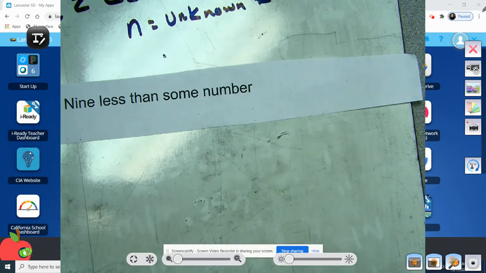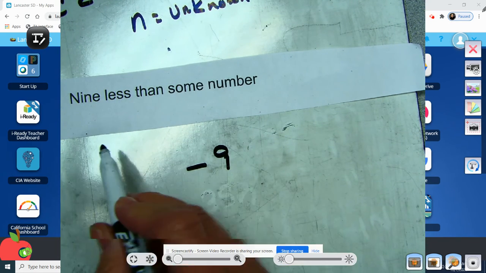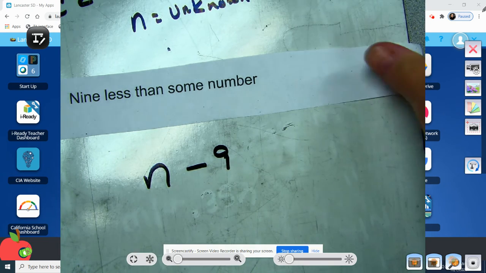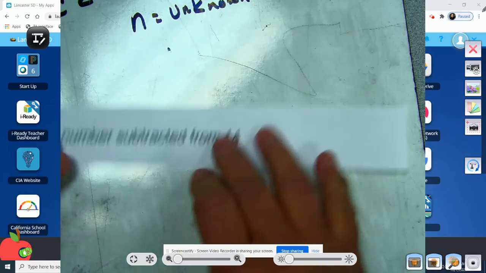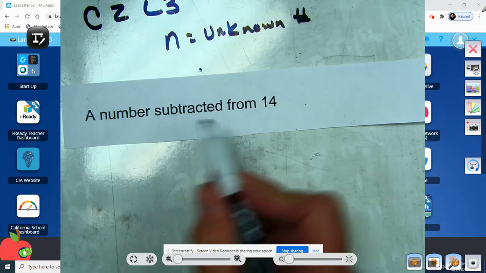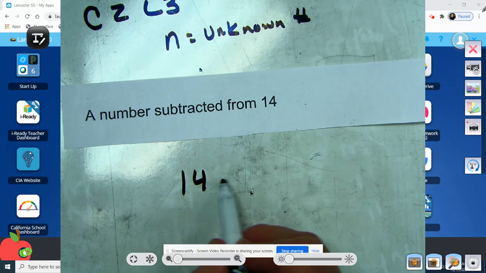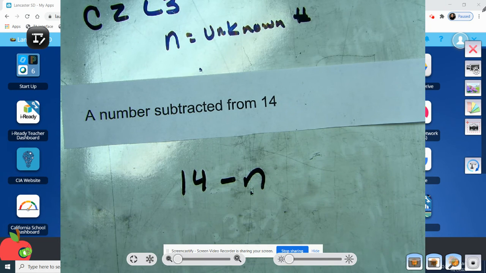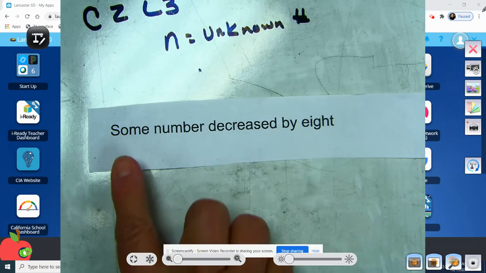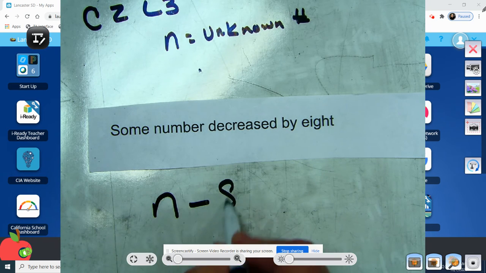How about 9 less than some number? So 9 less is minus 9. Some number would be n. A number subtracted from 14. So we start with 14 and we subtract some number. Some number decreased by 8.